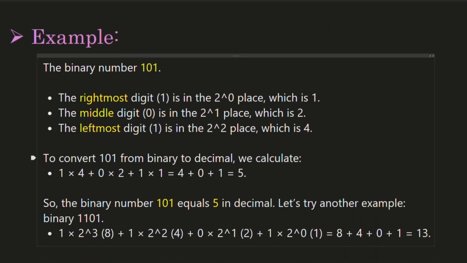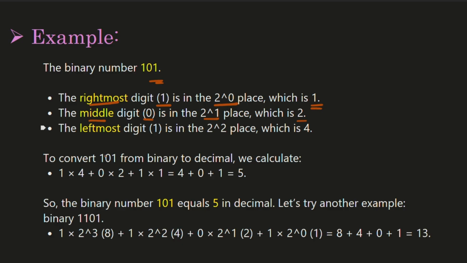Let's take the binary number 101 as an example. The rightmost digit, 1, is in the 2 to the power 0 place, which equals 1. The middle digit, 0, is in the 2 to the power 1 place, which equals 2. The leftmost digit, 1, is in the 2 to the power 2 place, which equals 4.